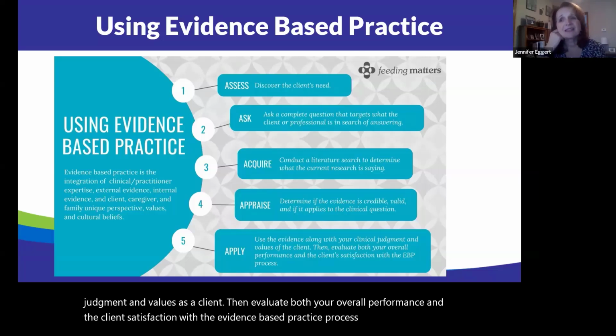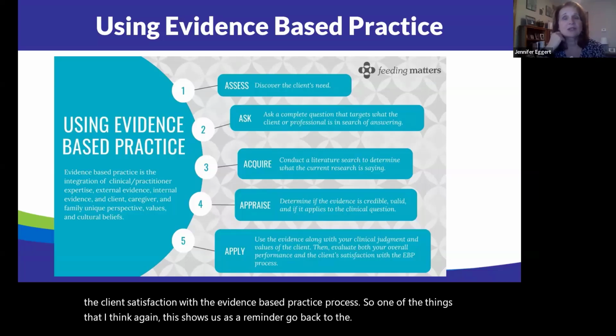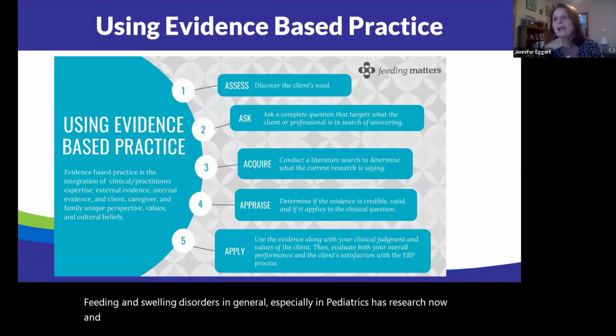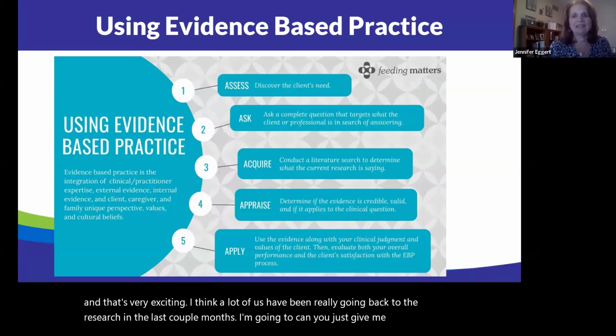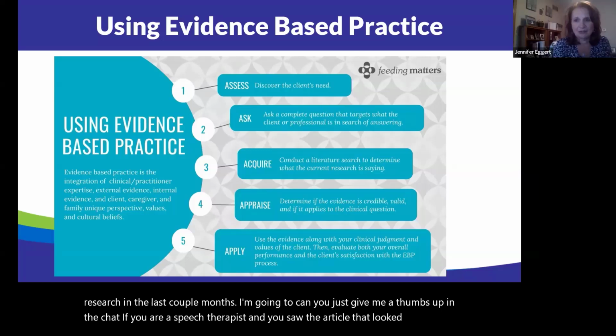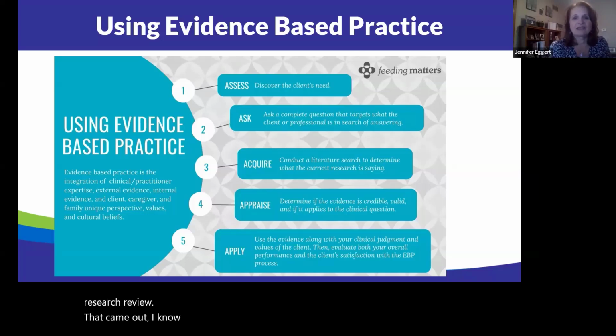So one of the things that I think this shows us as a reminder of, go back to the research. Feeding and swallowing disorders in general, especially in pediatrics, has research now, and that's very exciting. I think a lot of us have been really going back to the research in the last couple of months. I'm wondering, can you just give me a thumbs up in the chat if you are a speech therapist and you saw the article that looked at just Gestalt language processing and natural language acquisition. If you saw that big research review that came out. I know that for a lot of us, that was a mind-blowing moment, right?